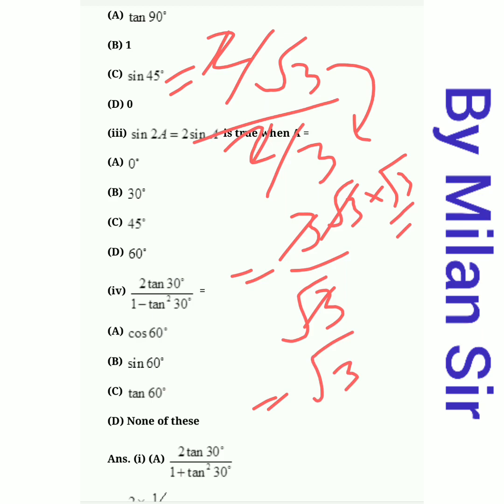And under root 3 is the value of tan 60. That's why option C is correct. Tan 60. Right?